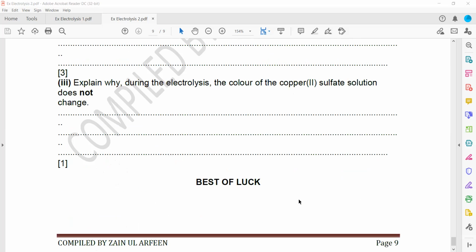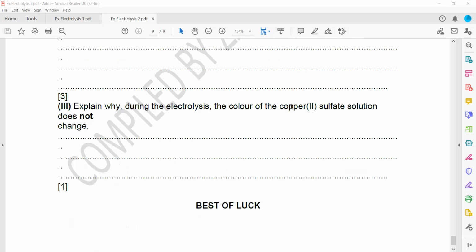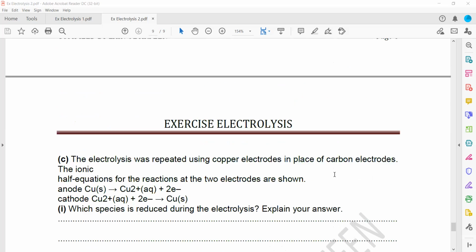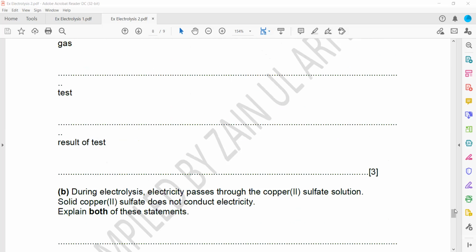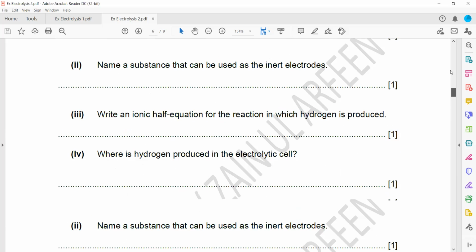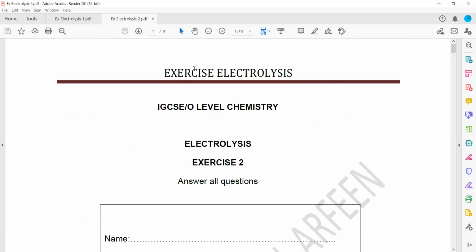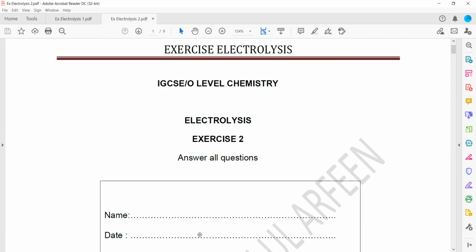So these are the questions. The last one is why the color does not change during the electrolysis. You will mention that the copper ions which go out of the solution are balanced by the copper atoms changing to copper ions from the anode. That's why the color does not change. So these are the questions related to electrolysis.